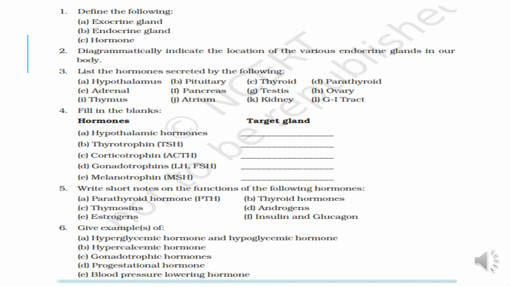Then hypercalcemic hormone, it's parathormone, and gonadotropic hormone, it's follicle stimulating hormone and luteinizing hormone. Then progesterone hormone, it's progesterone, and then blood pressure lowering hormone, it's epinephrine and norepinephrine, released by adrenal medulla. Then androgens and estrogens, these are testosterone and estradiol.